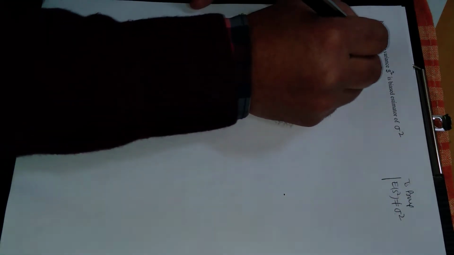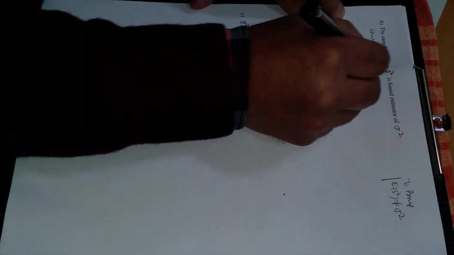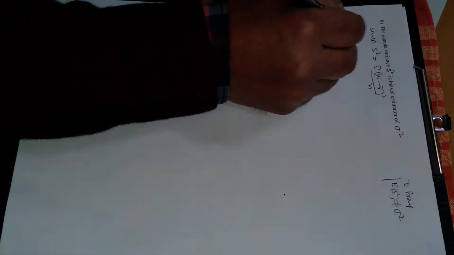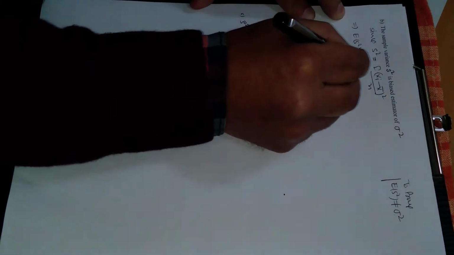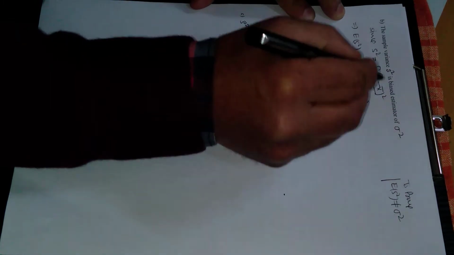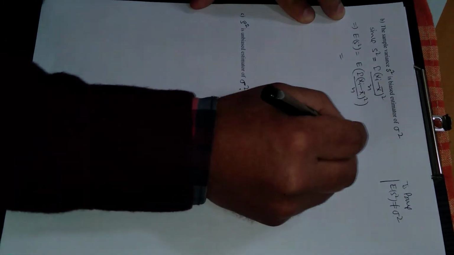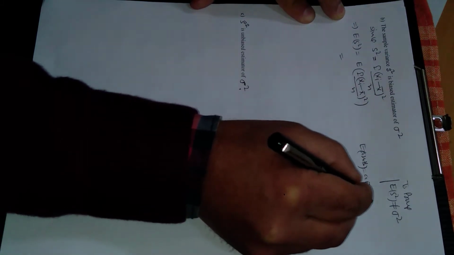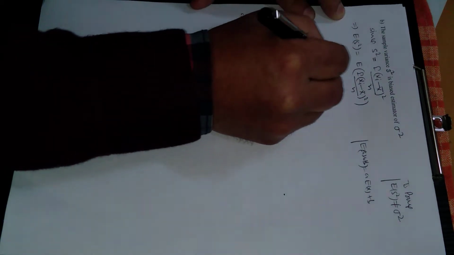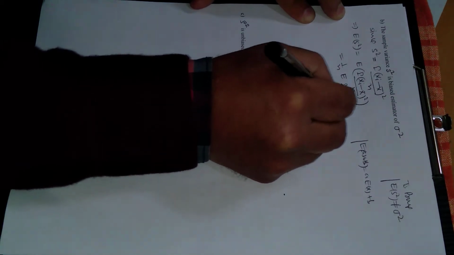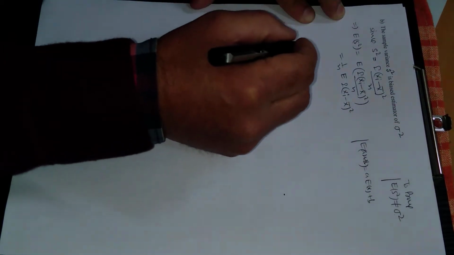Since S square is the sample variance, by definition it is given as summation of xi minus x bar whole square divided by n. Now taking the expected value of both sides, E of S square must be equal to E of summation xi minus x bar whole square divided by n. Taking n as constant by the linear property, E of ax plus b, n is constant. The rest is E of summation xi minus x bar whole square.